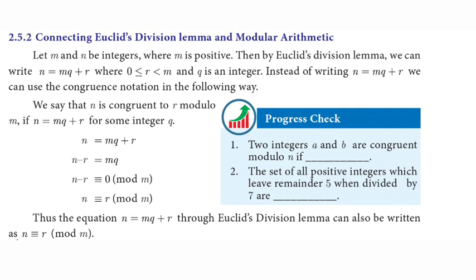Therefore n equal to mq plus r. Now n minus r equal to mq. Therefore n minus r congruent 0 mod m. n congruent r mod m. Thus the equation n equal to mq plus r through Euclid's division lemma can also be written as n congruent r mod m.